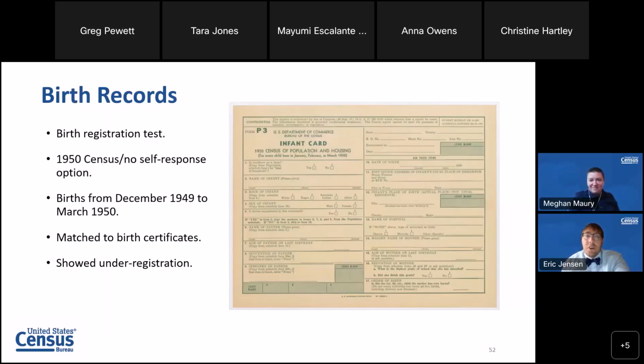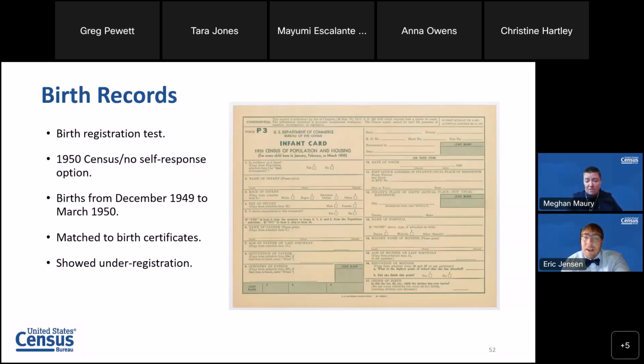A big thing this test showed is that there were gaps between the number of babies born and the births that were being registered. A similar study was conducted in the late 1960s, and that study found that by that time, most births were being registered. And then today, we assume that 100% of births are registered.